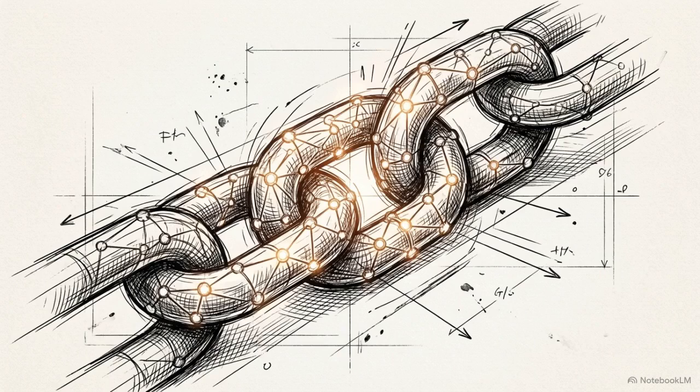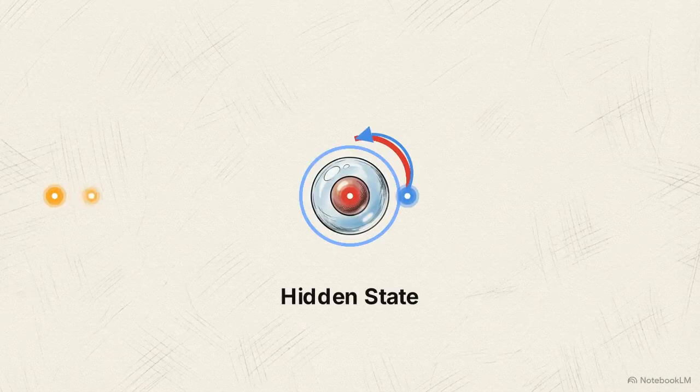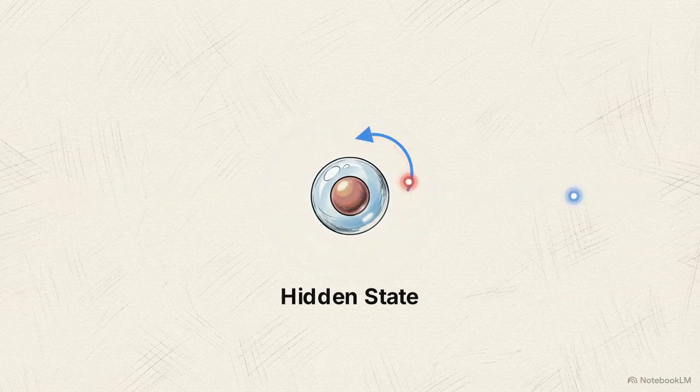These architectures feature internal connections that allow data to persist as it moves forward. Each neuron contains a hidden state. This state acts as a memory bank, taking the output of the previous step and looping it back in as an additional input for the current step.